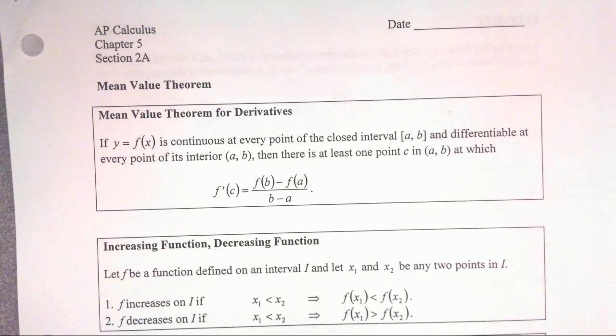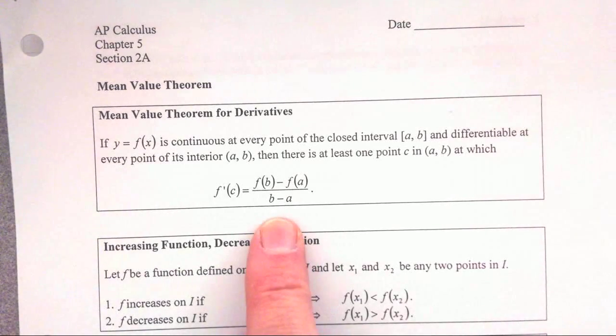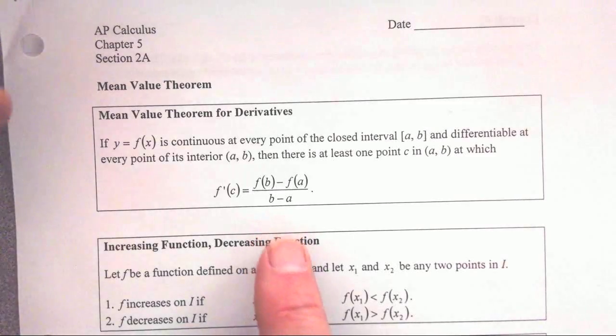Then there's at least one point in there, and we'll call it C, a value of x equals C from the interval, where the derivative at C is equal to the slope of the entire secant curve, or excuse me, it's the secant line from the beginning of the interval to the end of the interval.